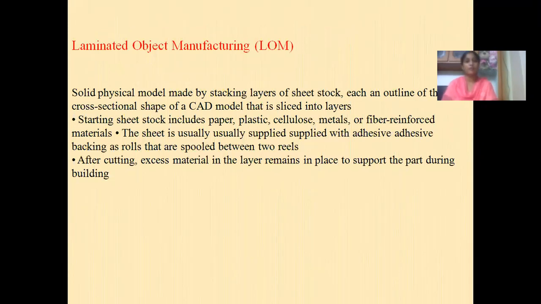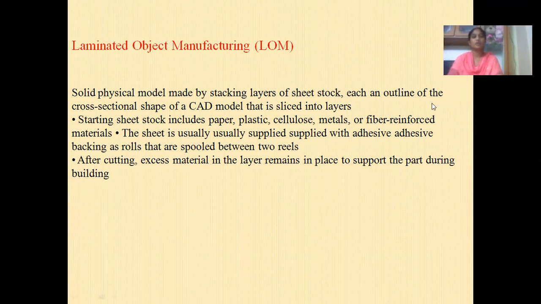Laminated object manufacturing: a solid physical model made by stacking layers of sheet stock, each an outline of the cross-section shape of a CAD model that is sliced into layers. Starting sheet stock includes paper, plastic, cellulose, metals, or fiber-reinforced materials. The sheet is usually supplied with adhesive backing on rolls that are spooled between two reels. After cutting, excess material in the layer remains in place to support the part during building.